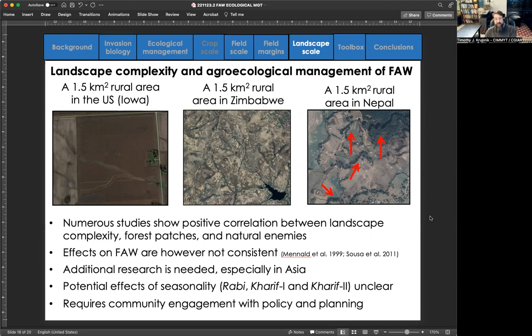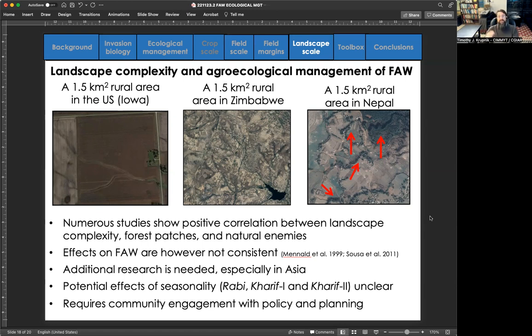Also, very early work done on fall armyworm indicated, quite some 20, 30 years ago, indeed, that the results were not always consistent. Research is needed, though, within Asia's specific farming systems, and there may also be effects of seasonality in Asia, particularly in South Asia, where maize, for example, may be grown in multiple seasons, both in the winter season with irrigation and during the summer monsoon season.